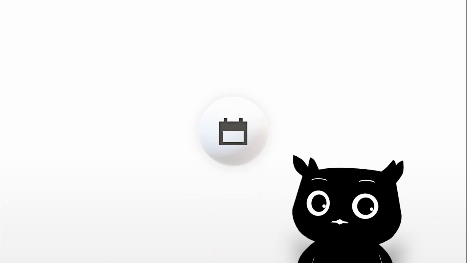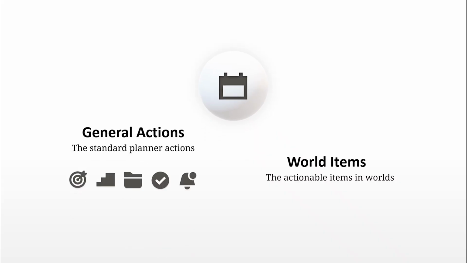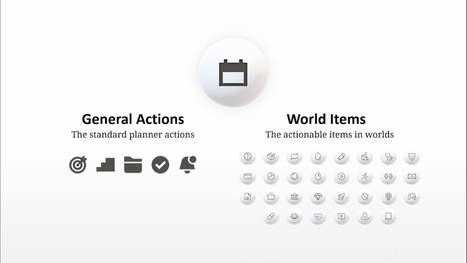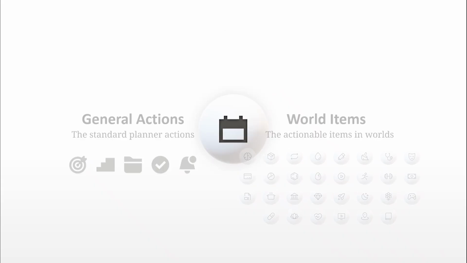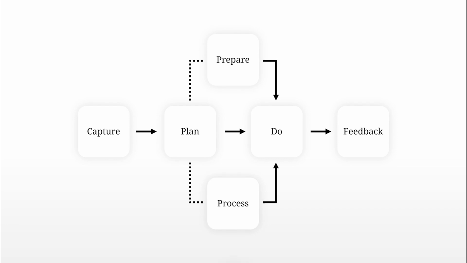So let's start. There are two types of actions that you can find in the Grand Life Planner. The general actions, which contain the goals, milestones, projects, tasks, reminders, and the world items, which are your habits, expenses, books, movies, and all the rest. There are two types of things to do, but they share the same workflow. As shown here, we have the capture, plan, do, feedback. This is the base workflow. Process and prepare support this.